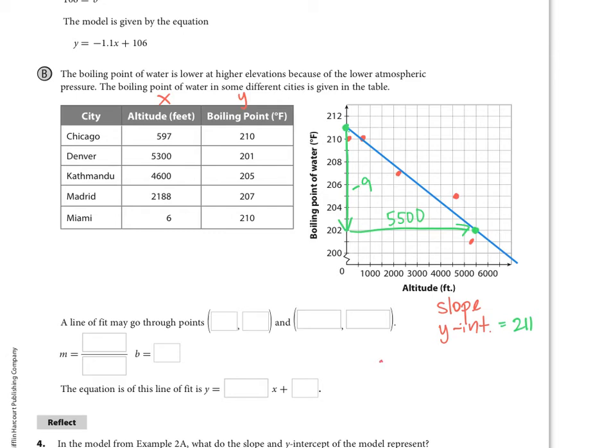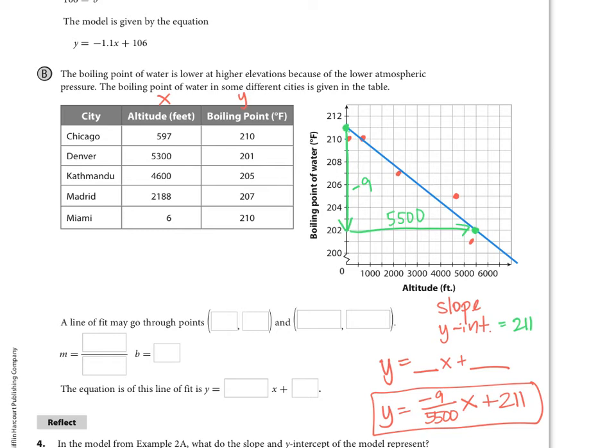But our equation is going to be y equals m times x plus b. I know that m is the slope and that b is the y-intercept. So my equation is y equals negative 9 over 5,500, that's the slope, times x plus 211. And that's the equation of the line of fit.